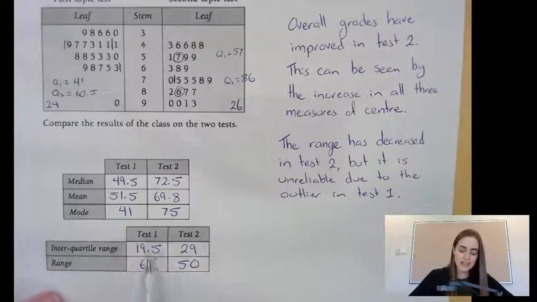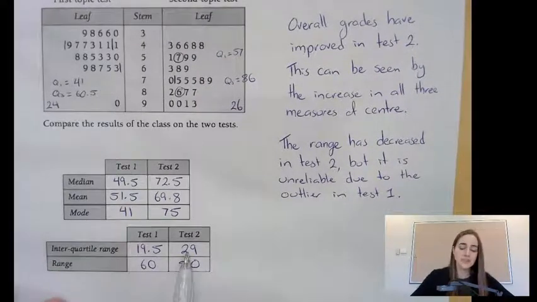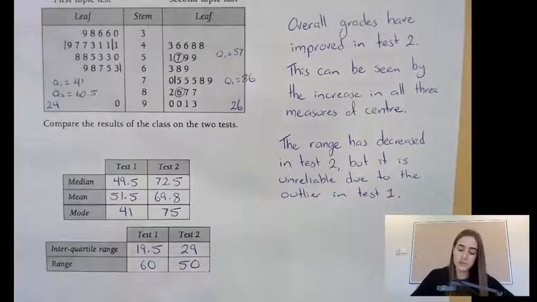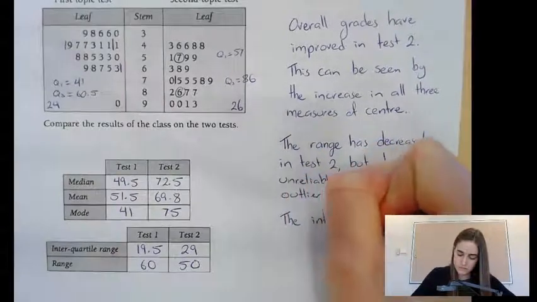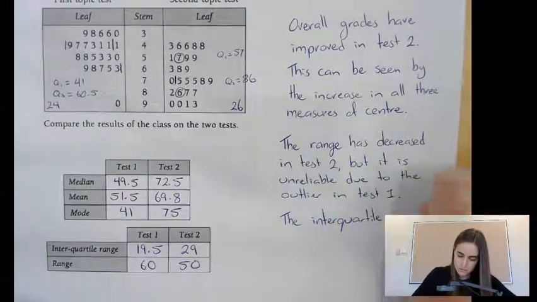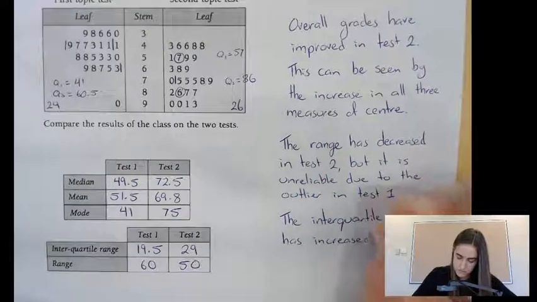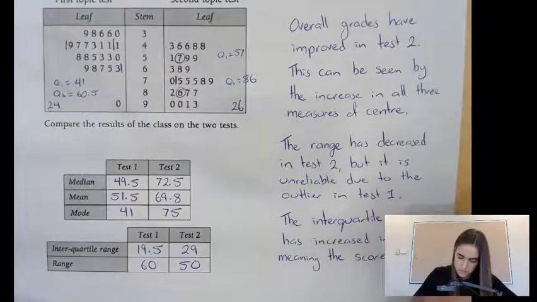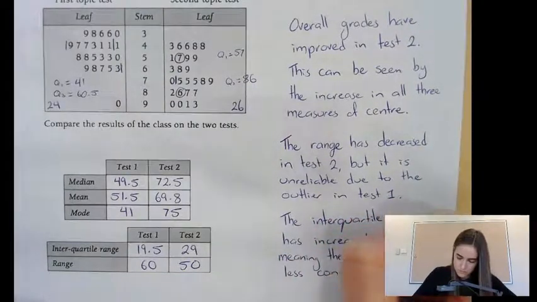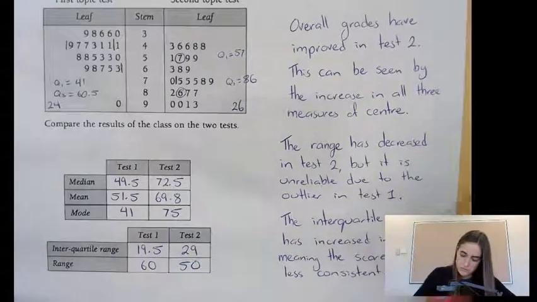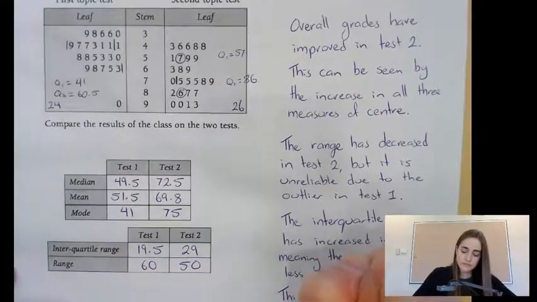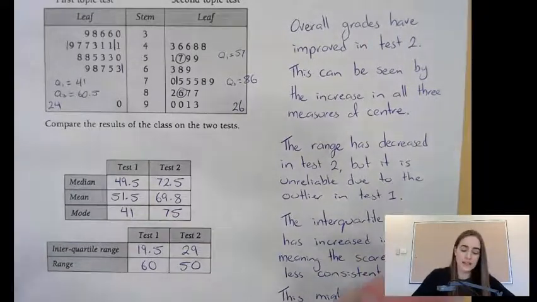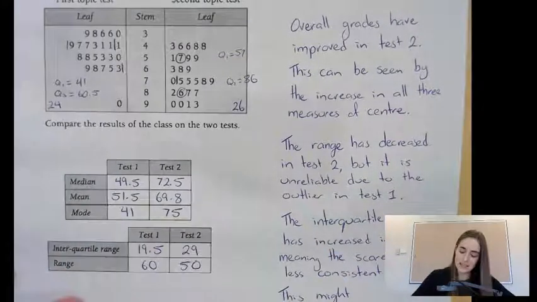And we can see that that interquartile range has increased, which means that generally in the second topic test, the scores are less consistent. They're more spread out. So what that might mean is that some students improved more than others between the first test and the second test.